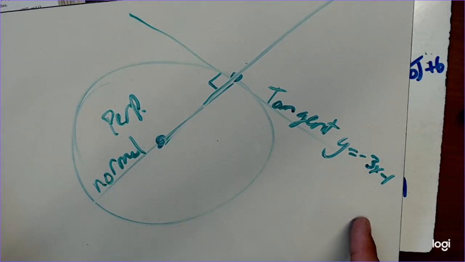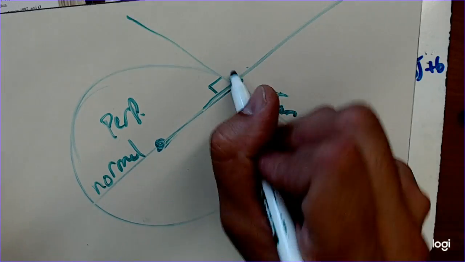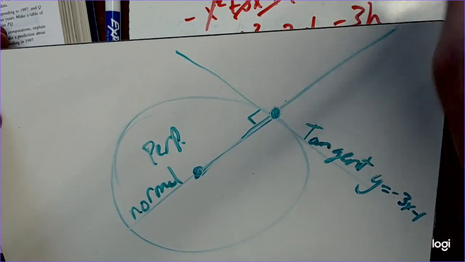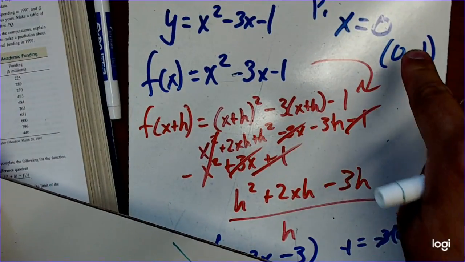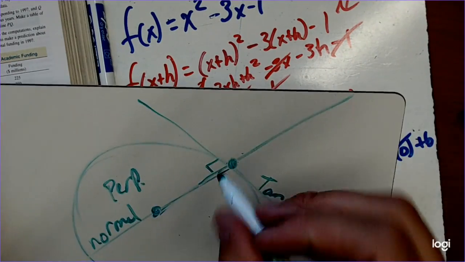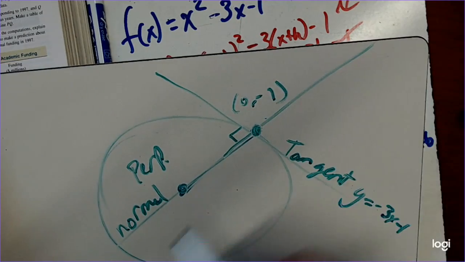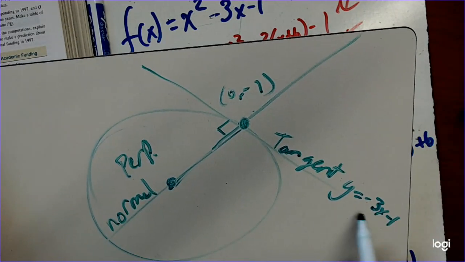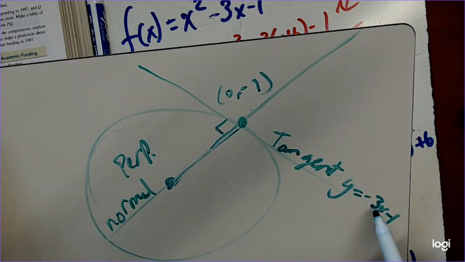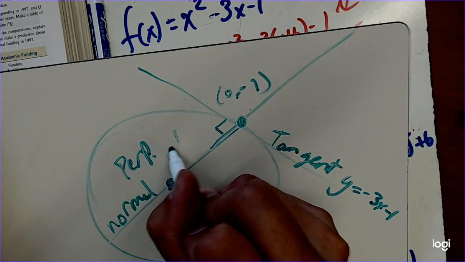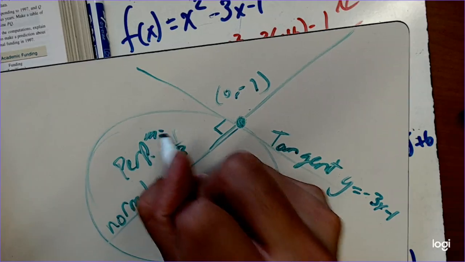So all I have to do is, I already know this point. This point I solved over here was (0, negative 1), right? So if this is (0, negative 1), and I've got to find the normal line, well, I just got to find the perpendicular slope. The perpendicular slope is going to be the negative reciprocal of negative 3. So the negative reciprocal is positive 1/3. So that's the slope of my perpendicular line.